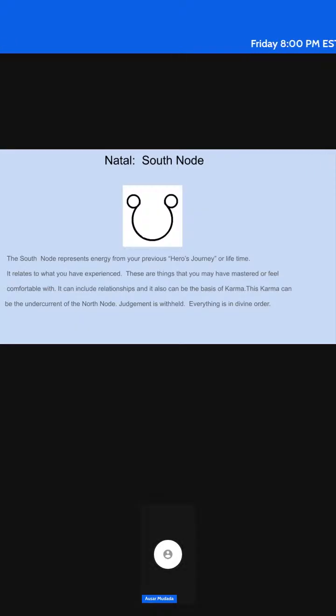South Node. The South Node represents energy from your previous hero's journey or lifetime. It relates to what you have experienced. These are things that you may have mastered or feel comfortable with. It can include relationships, and it also can be the basis of karma. This karma can be the undercurrent of the North Node. Judgment is withheld. Everything is in divine order.